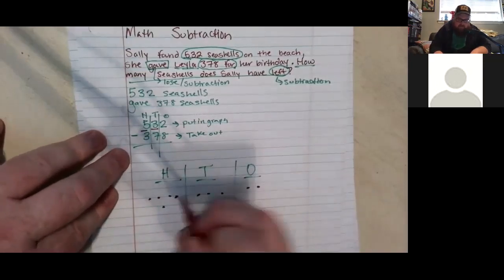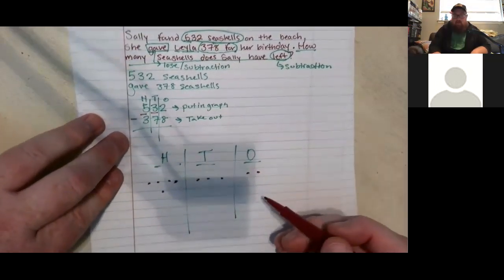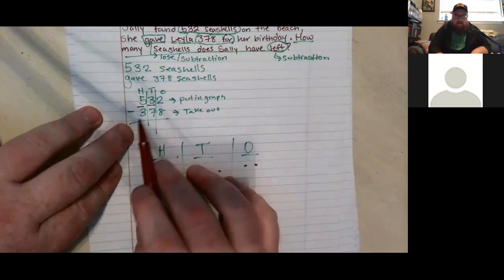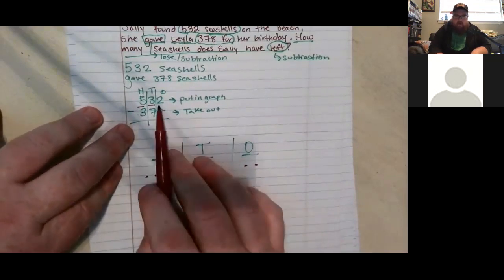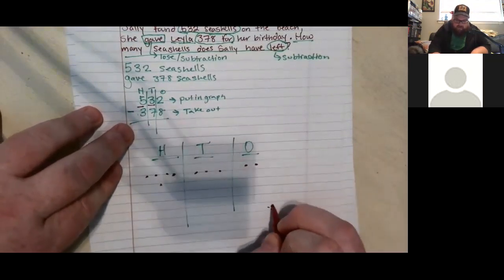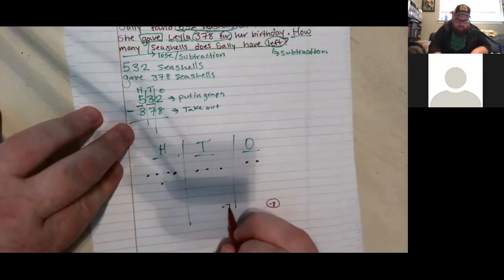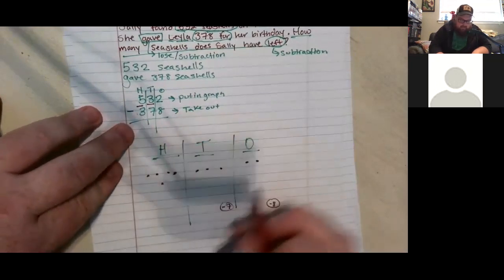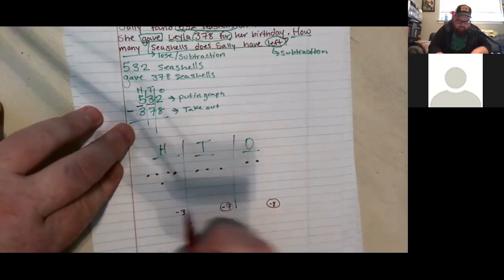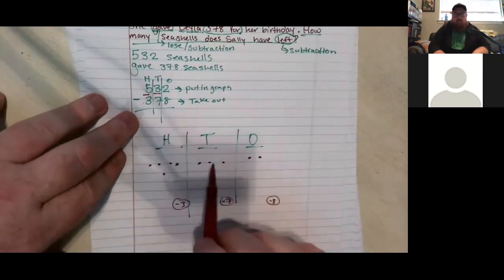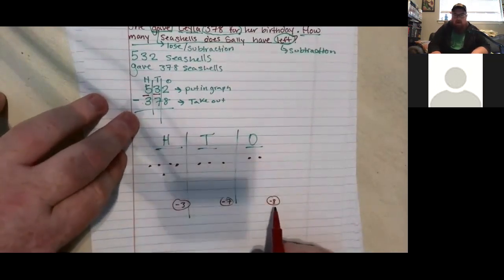Now, I learned this today, and I thought it was really kind of cool. I know that the bottom number I'm subtracting, so I'm going to write those numbers down so I know. In the ones place, I'm going to subtract 8. In the tens place, I'm going to subtract 7. And in the hundreds place, I'm going to subtract 3. And so now I know in every place value, I don't have to keep going back and forth and looking. I now know what I'm going to subtract.